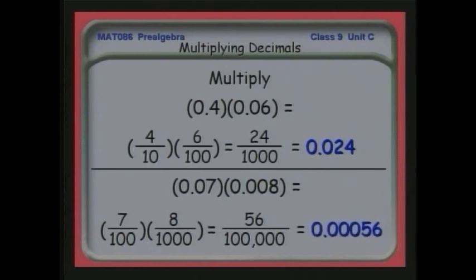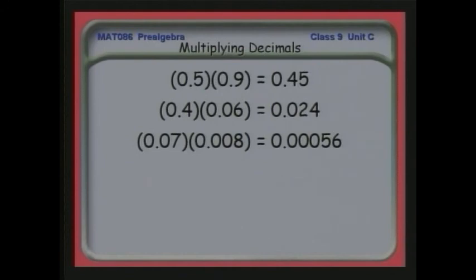In each of these cases, notice that in 0.4 and 0.06, I had one decimal place in the 0.4, two decimal places in the 0.06. Notice how many decimal places are in the product. In the case under the line, I have 0.07, that's two decimal places, three decimal places in the 0.008. Look at the result. Look at the product. How many decimal places do I have there?